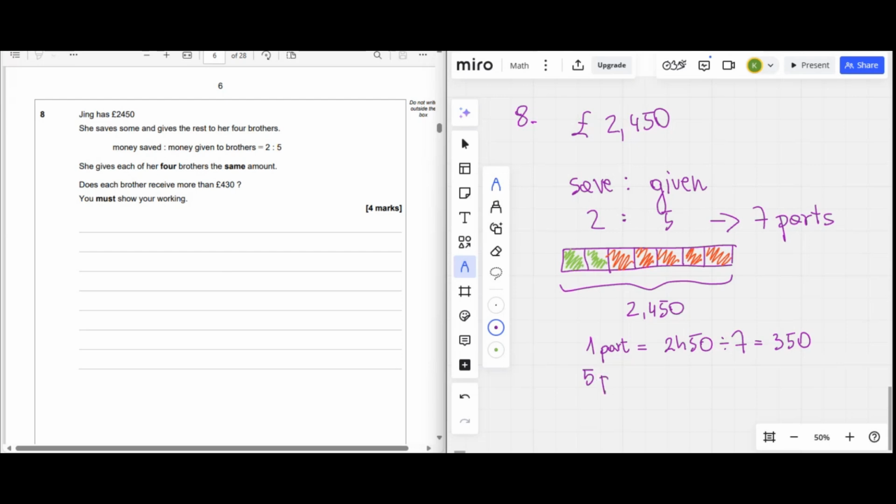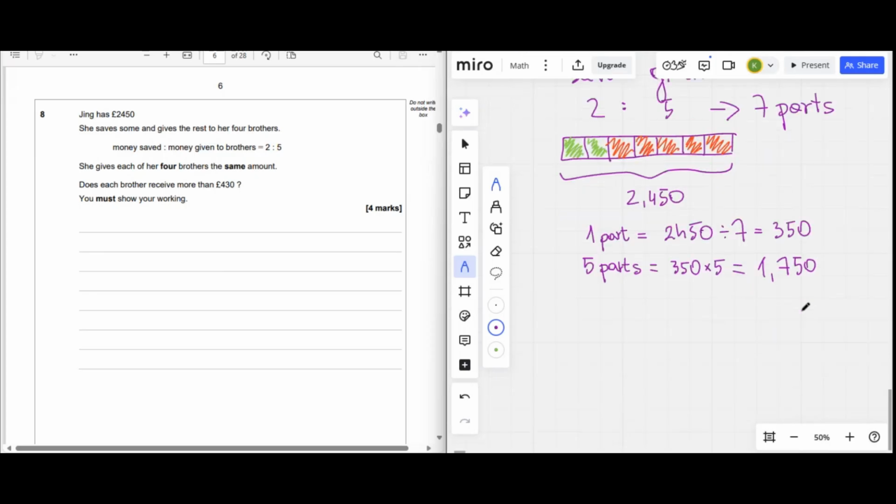So 5 parts given is that 350 times 5. So 1,750. So that's the money she gave to her brothers. So each brother must have had that 1,750 divided by how much? 4. Yes, 4 brothers.